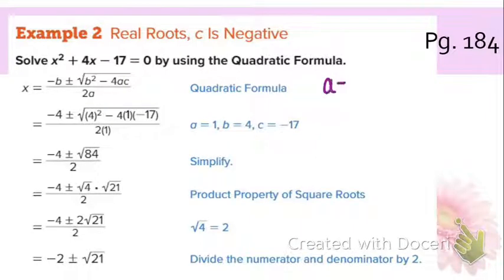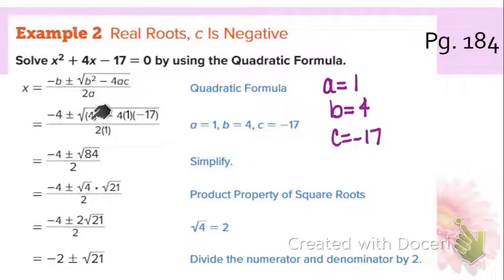What's A? A is 1. What's B? 4. And what's C? -17. Okay, so that's important to figure out those three. And then they just put everything into the quadratic formula. Now, we're going to actually work out the check together in a second.